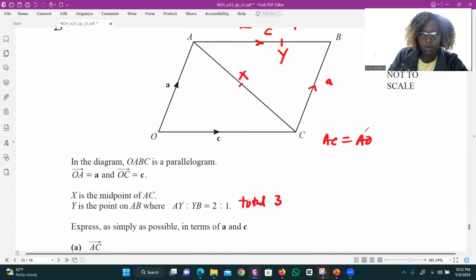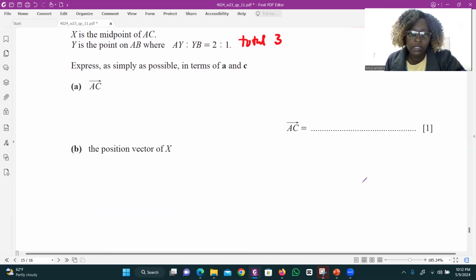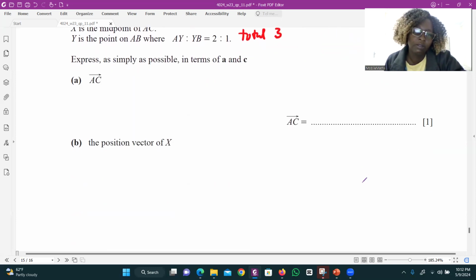AO plus OC. AO is opposing, so it will be minus A, plus OC, that's plus C. So I can write it as C minus A like this. So that's our AC. The next question is saying the position vector of X.